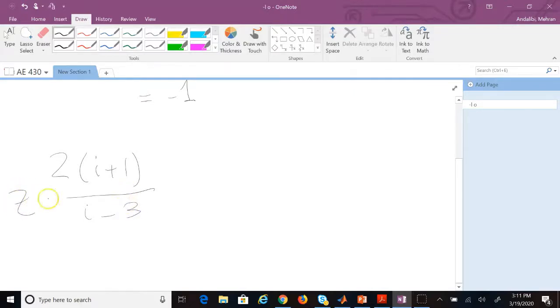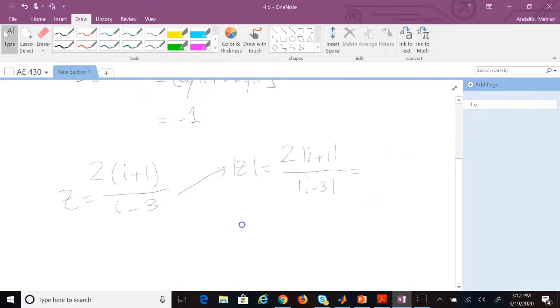So let's call this z. It's a complex number, something like this, right? And somebody says, okay, what is the magnitude of z? So we know from complex numbers, this magnitude is what? The magnitude of all terms in the numerator divided by the magnitudes of the terms in the denominator. What is the magnitude of the terms in the numerator? 2 is 2, the magnitude of 2 is 2. What is the magnitude of i plus 1? It's the magnitude of i plus 1 divided by the magnitude of i minus 3. So what would you get?